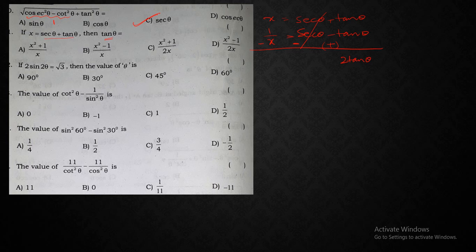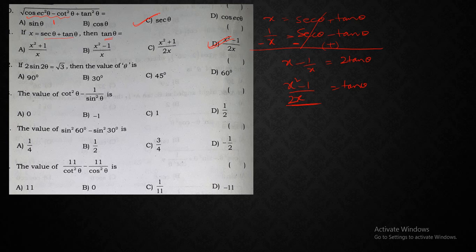So from this, 2 tan theta is equal to x minus 1 by x. So when I take the LCM, it is x square minus 1 by x, and this is nothing but tan theta. So this 2 will come to the denominator. So the answer is x square minus 1 by 2x. So option D is my answer.